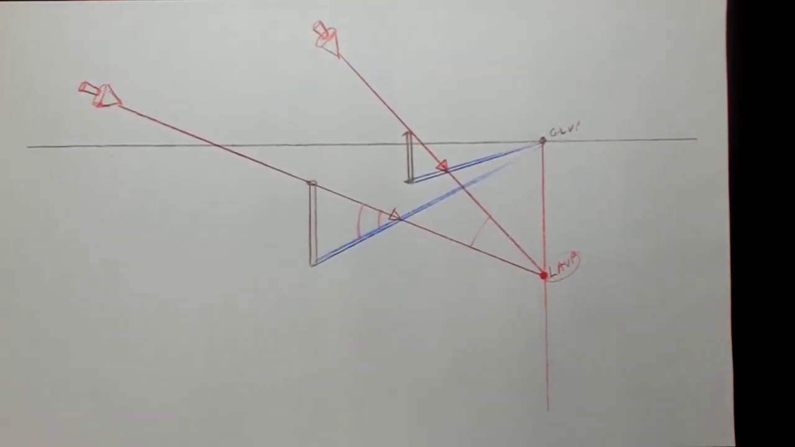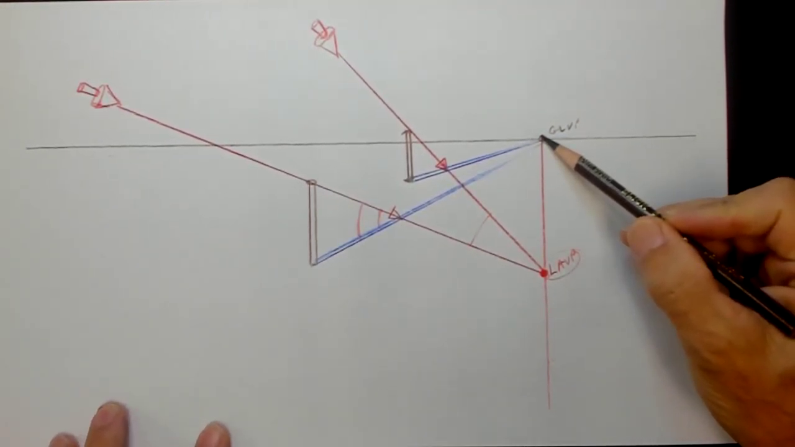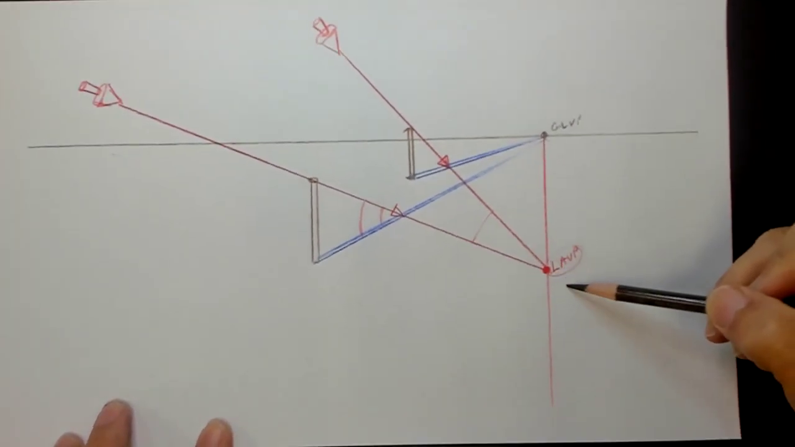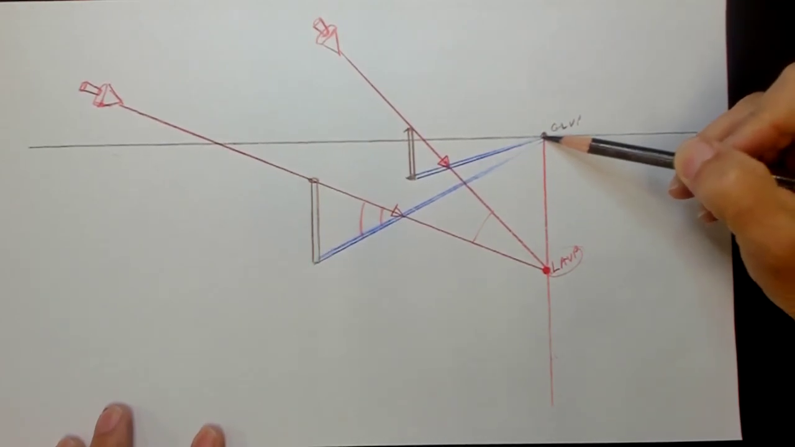Last video, we left off here with this negative light. This is the sun behind the viewer. And we just randomly picked out a ground line vanishing point. It needs to be on the horizon line. And I just randomly picked out a light angle vanishing point. It needs to be aligned with the ground line vanishing point.